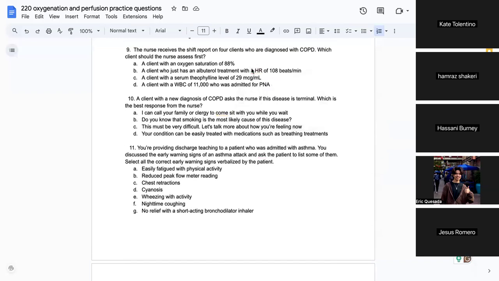The ranges for the oxygen saturation. So for oxygen saturation, at least from what I learned, it's like 80 to 92 is what they usually are setting at. And then Eric put in the chat the levels for the medication, the theophylline levels.